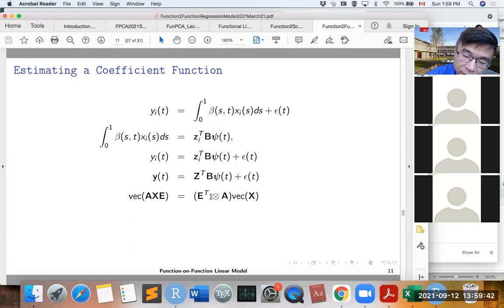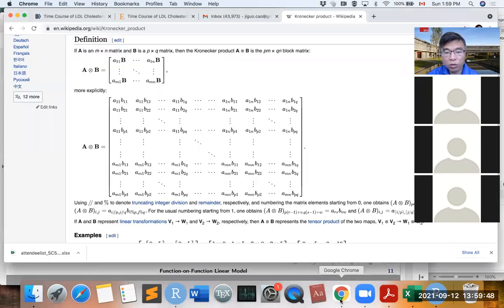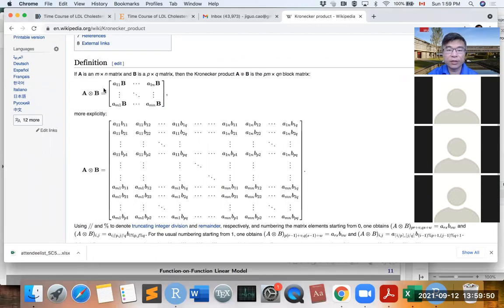Inside, this is called a Kronecker product. If you're not familiar with the Kronecker product, this is the definition. If A is an M times N matrix, and B is a P times Q matrix, the Kronecker product of A and B becomes a PM times QN matrix. Basically, this matrix is the product of each element in A multiplied by each element in B. So it's a big matrix.